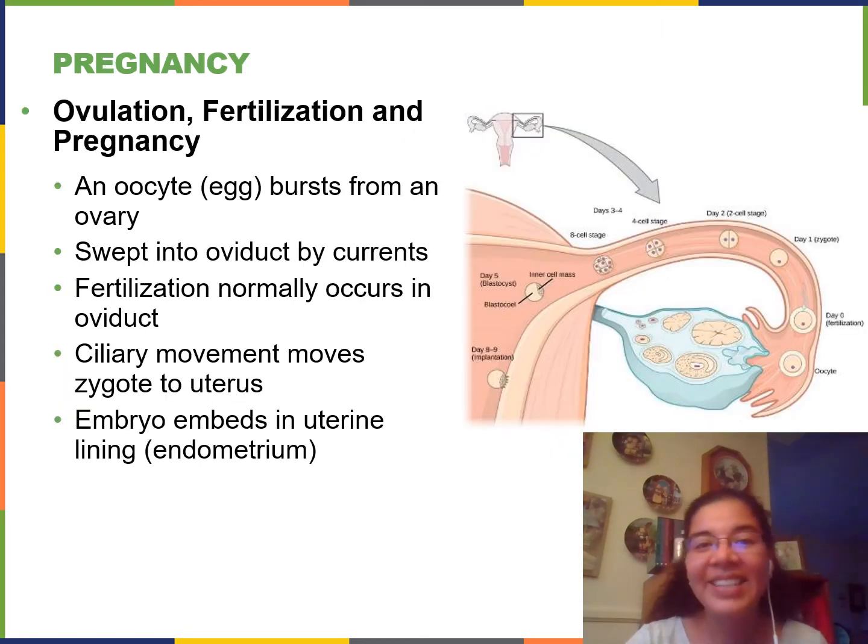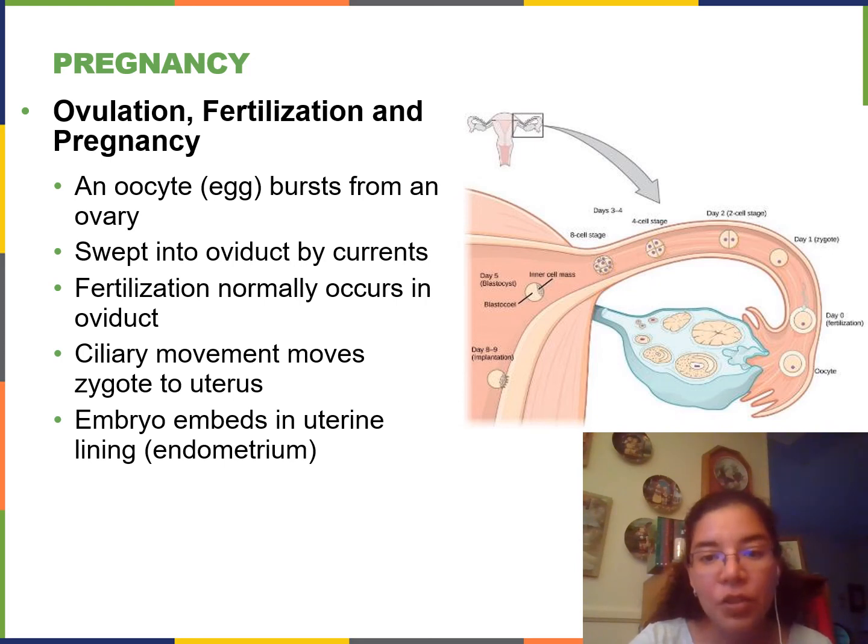Pregnancy signifies a successful fertilization event that created a zygote, a fertilized egg cell. So we had paternal DNA mixed with maternal DNA, and one sperm deposited one set of paternal DNA and mixed with maternal DNA. That fertilized egg is called a zygote. The zygote now moves through the uterine tube, also called the fallopian tube or the oviduct. So day 0 is fertilization. Day 1, we have that zygote.